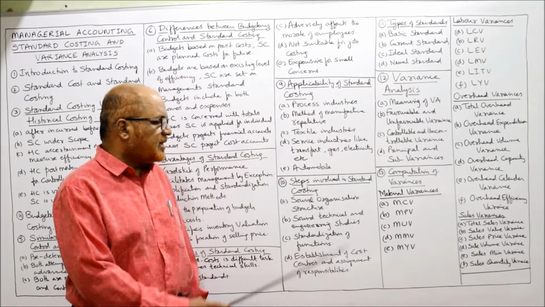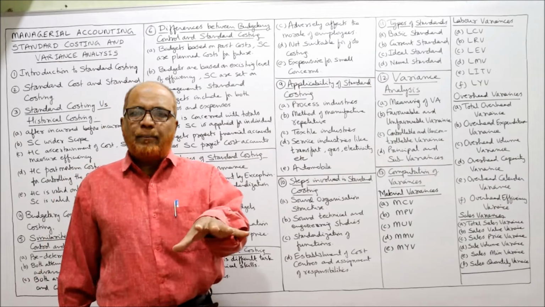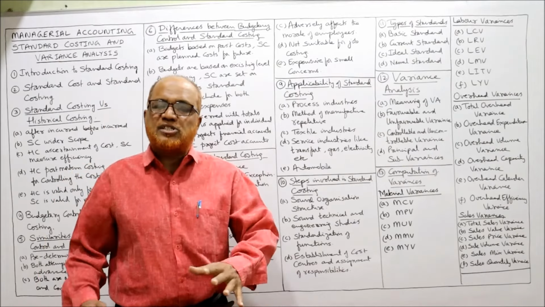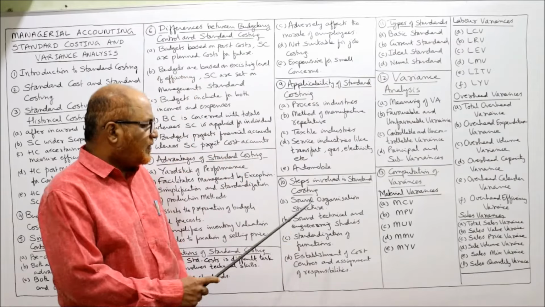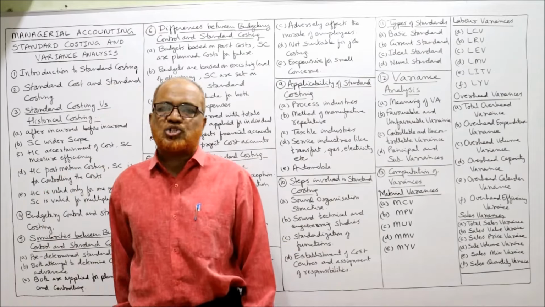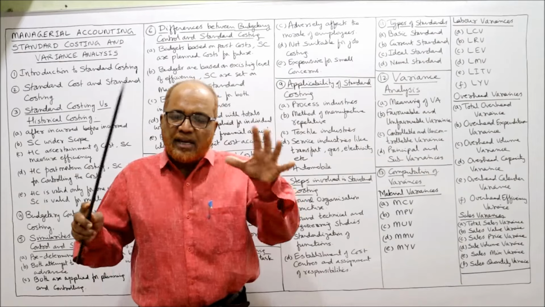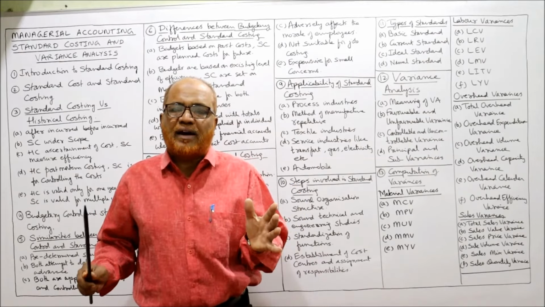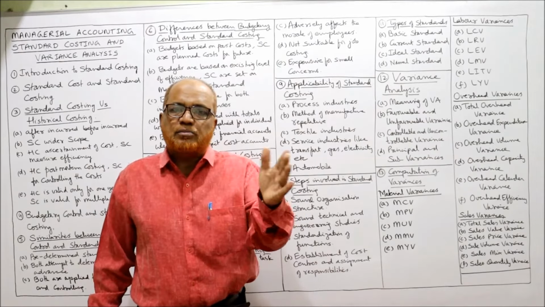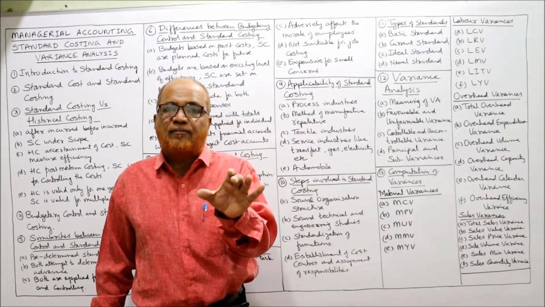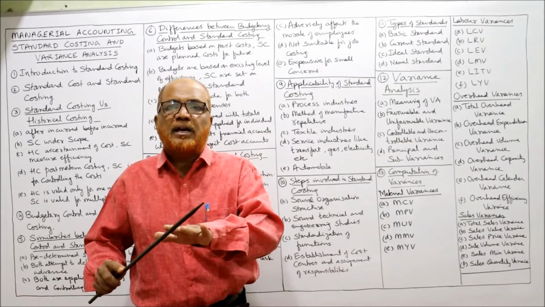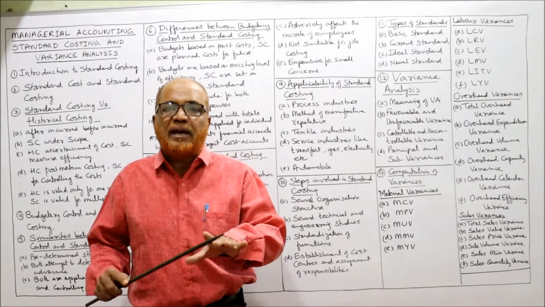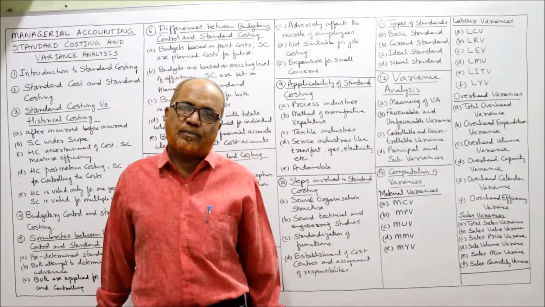Now, steps involved in standard costing. Before implementing the standard costing system, some steps have to be adopted. Some points have to be considered. The first point, sound organizational structure. The organization structure should be clearly defined. The authority-responsibility relationship should be clearly defined. The production method, the processing, everything should be clear cut. There should not be any chaos in the production.